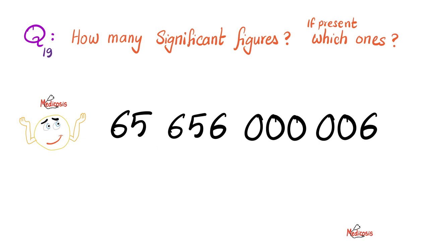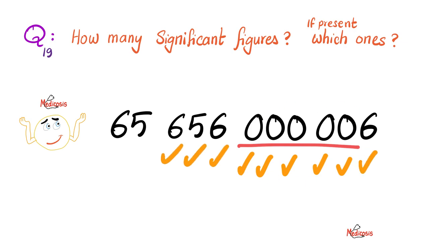65,656,000,006. How many significant figures? Please pause. By changing the last zero into 6, you have made some sandwich action. And now, since these zeros are sandwiched between significant figures, non-zero numbers, then all of these zeros are significant. And guess what? Everything here is significant. So this has 11 significant figures.